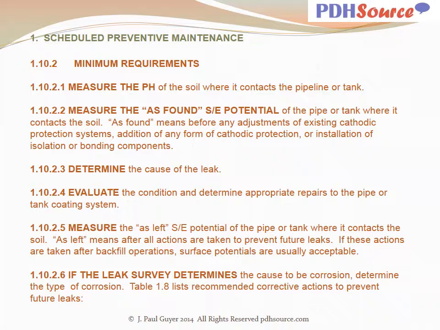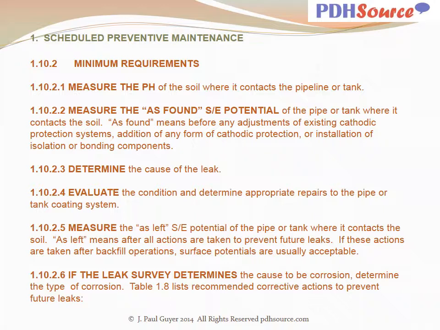Determine the cause of the leak. Evaluate the condition and determine the appropriate repairs to the pipe or tank coating system. Measure the as left SE potential of the pipe or tank where it contacts the soil. As left means after all actions are taken to prevent future leaks.